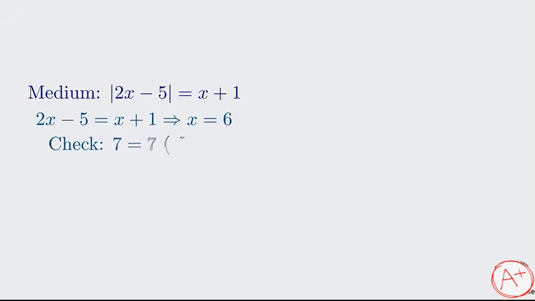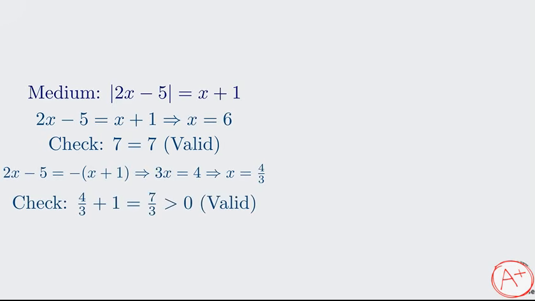For the second question, we must check our answers. Case 1 gives 2x minus 5 equals x plus 1. Subtracting x and adding 5 gives x equals 6. Checking this, 2 times 6 minus 5 is 7, and 6 plus 1 is 7. This is valid.